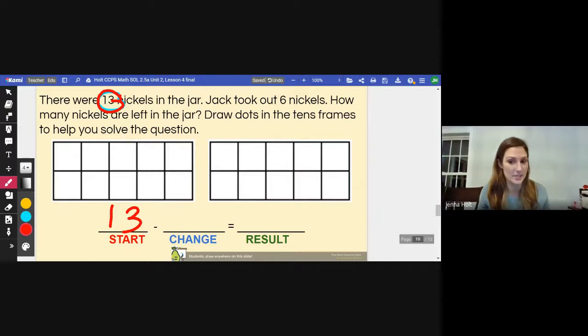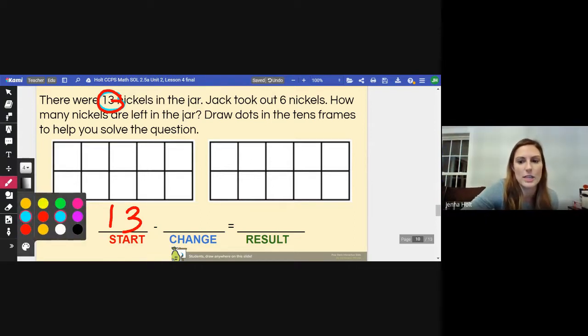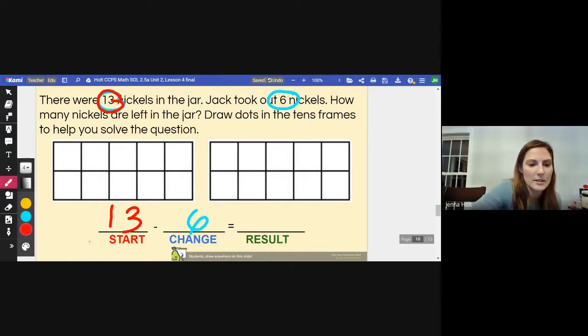He took out 6 nickels. So I know that if somebody's taking it out of the jar, it's not in the jar anymore. It's gone. So my change is going to be we're going to subtract what he took out. He took out 6. All right, now we need to solve for our result. So going to my 10 frames, I'm going to show my start. My start is 13.